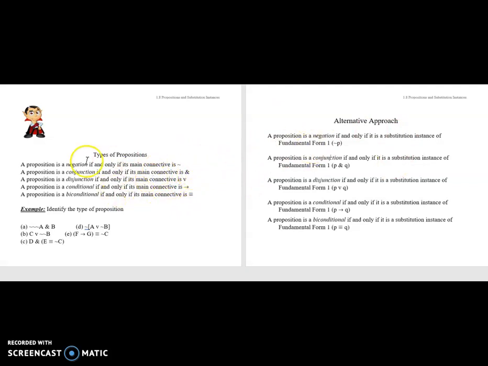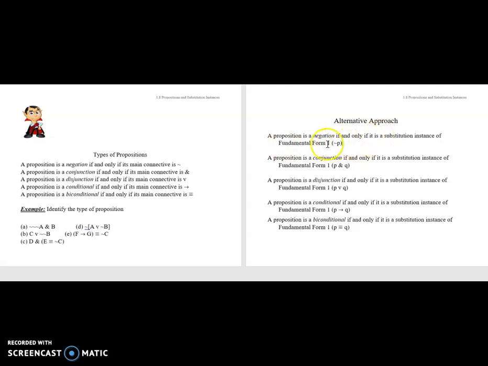So you can identify a proposition by saying, oh, okay, its main connective is negation, its main connective is disjunction, therefore it's a disjunction. Alternatively, you can look at what it's a substitution instance of. In particular, is it a substitution instance of a fundamental form? So if it's a substitution instance of fundamental form 1, and remember, we defined the fundamental forms in the previous section 1.7, and that would be video 1.7c. So be sure to check that out if you're confused here.